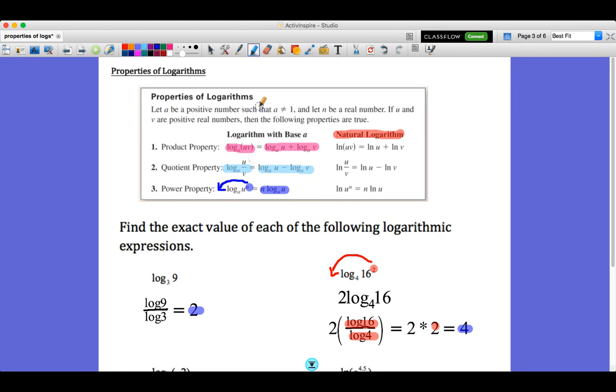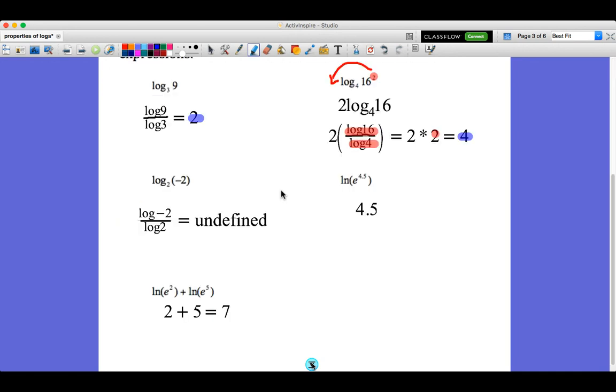If you haven't gotten out your calculator or Desmos yet, I would encourage you to get it out and try to follow along on these ones, just to make sure that you got the right answer and that yours matches mine. All right, so we got a couple more.